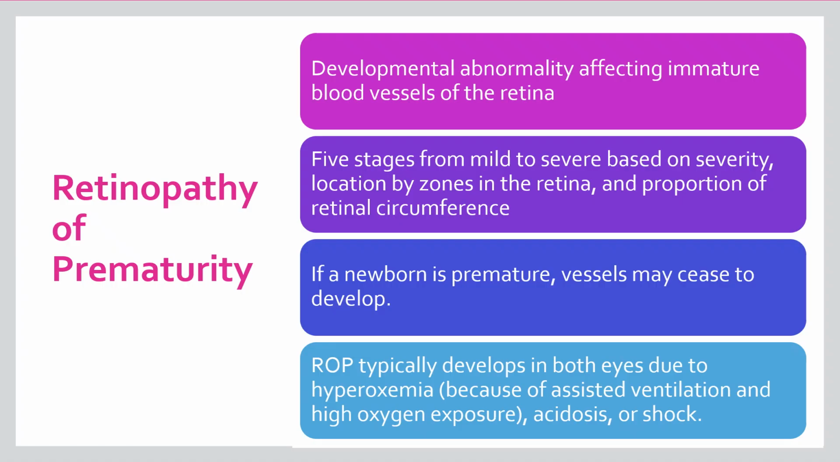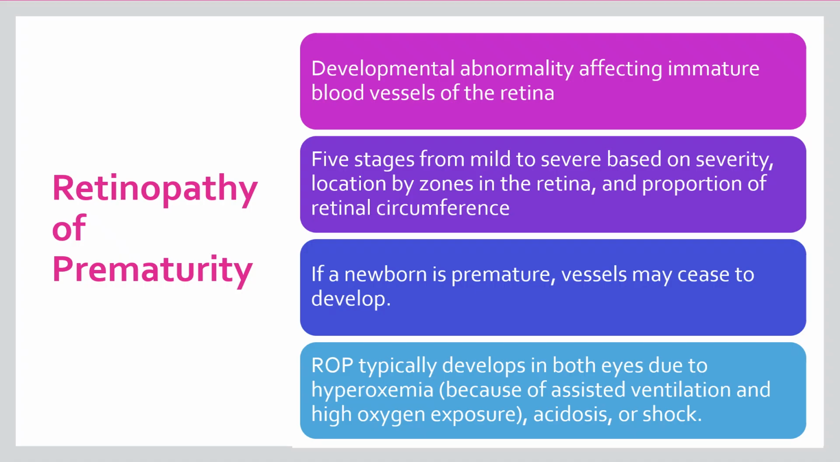Retinopathy of prematurity is a developmental abnormality affecting the immature blood vessels of the retina. High oxygen suppresses normal vessel growth. When O2 is required, abnormal fragile vessels proliferate. There is a risk of retinal detachment and blindness. Based on severity, from mild to moderate, we can have 5 stages of retinopathy, with locations described by zones in the retina and the proportion of the retinal circumference.